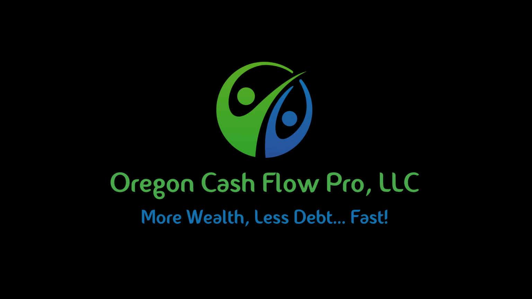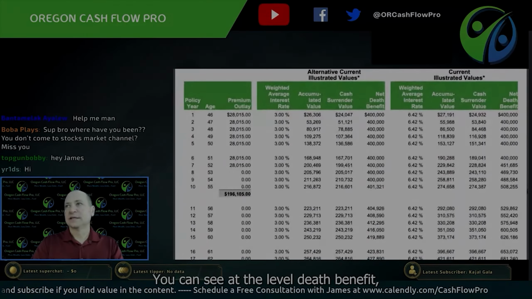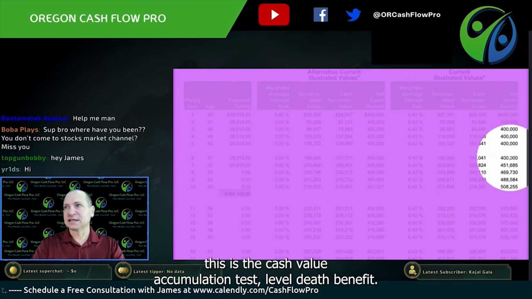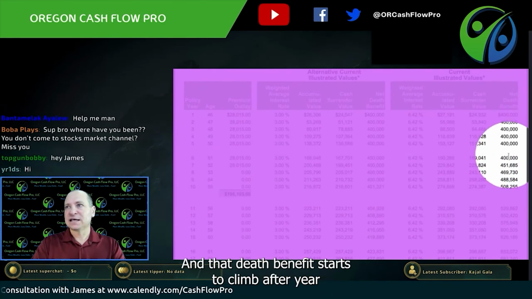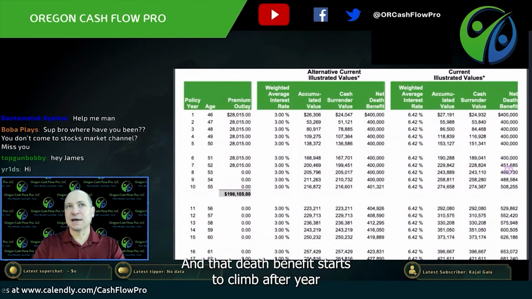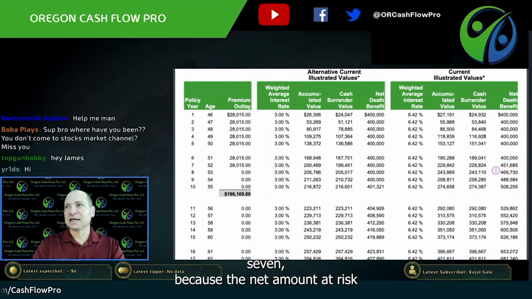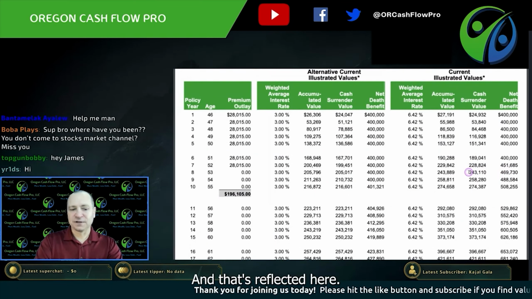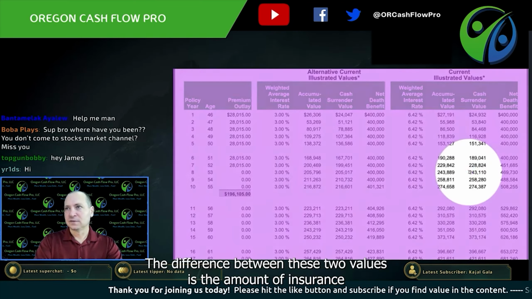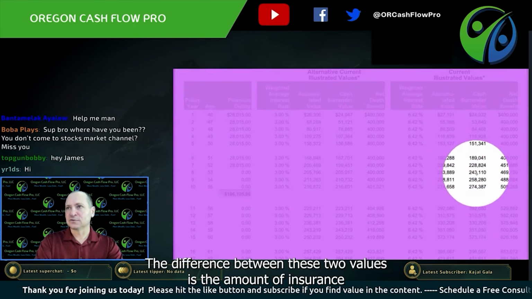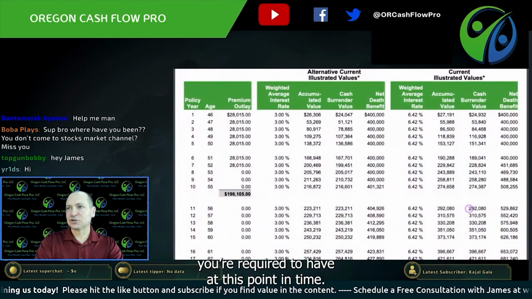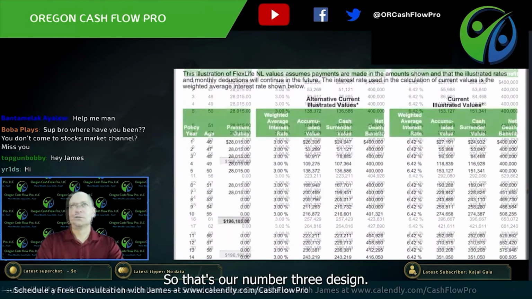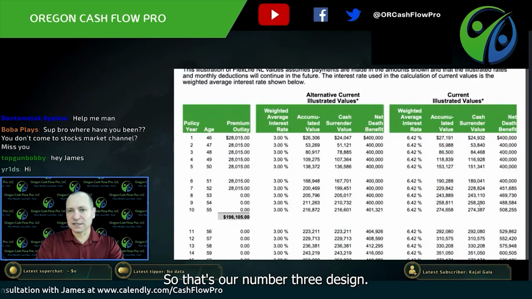So here, let's go back. This is our number 3. We can see it's a level death benefit. This is the cash value accumulation test, level death benefit. And that death benefit starts to climb after year 7 because the net amount at risk has to be a certain number. And that's reflected here. The difference between these two values is the amount of insurance you are required to have at this point in time. So that's our number 3 design.